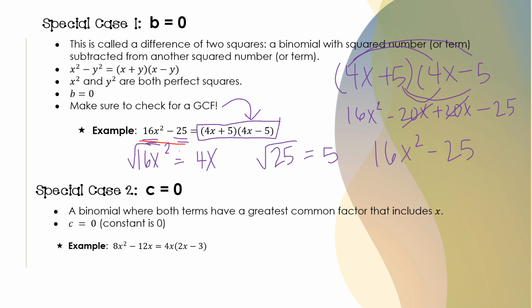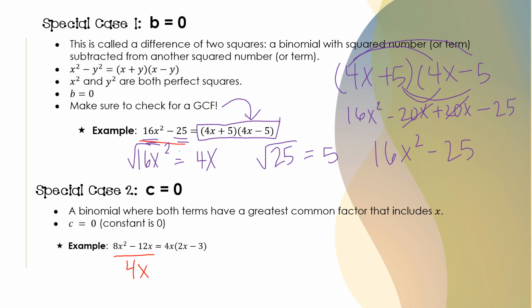Okay, for our special case 2, this is when you don't have a constant. So the constant is 0. In a situation where the constant is 0, it is just a problem with a GCF. So for this example, 8x squared minus 12x, we can just factor out a GCF. 8 and 12 are both divisible by 4. But even more importantly, 8x squared and 12x also both have an x. So I can factor an x out.